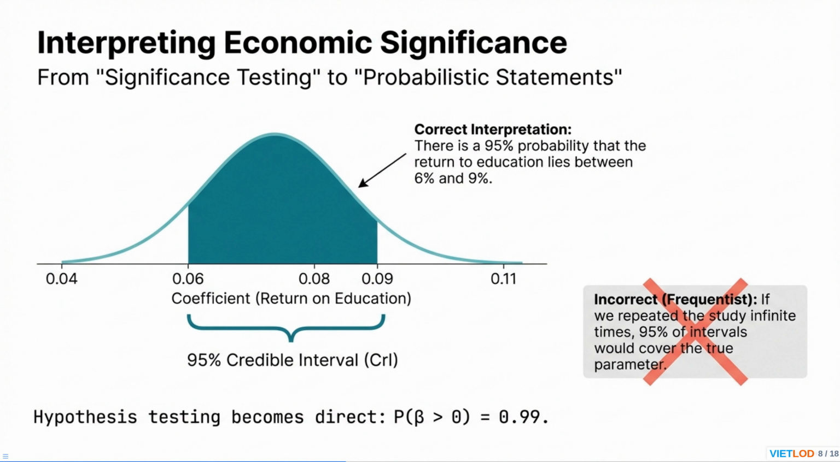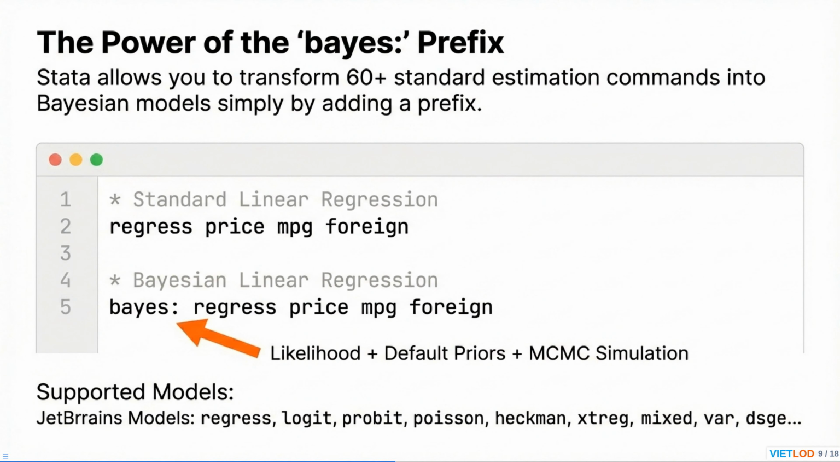This contrasts sharply with the often misunderstood frequentist confidence interval, which is a statement about the procedure over infinite hypothetical repetitions, not about the specific interval calculated. Furthermore, hypothesis testing becomes straightforward. We can calculate the exact probability of a hypothesis being true. For example, we can directly determine the probability that a coefficient, beta, is greater than 0, which might be 0.99, giving us a clear measure of certainty about the direction of an effect.